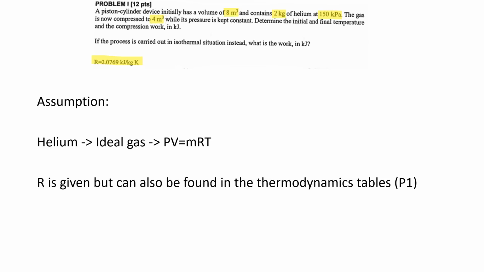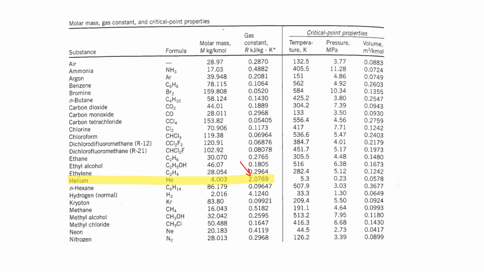So to solve this question, we have to make a few assumptions. The first one is that helium is the most ideal of gases. If you don't know that, because they give us the R value, you know that we have to use this equation. But if you don't have this equation, you can also go look in the thermodynamics table, and this column gives you the R value. Usually gases, unless stated otherwise, so helium or air, usually those are all ideal gas problems.